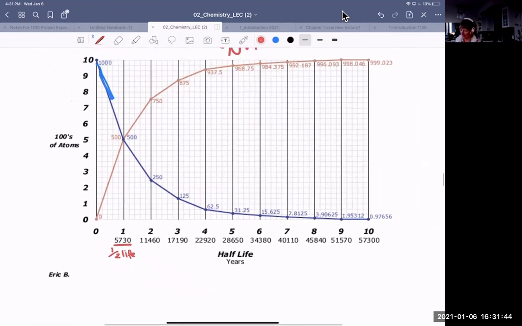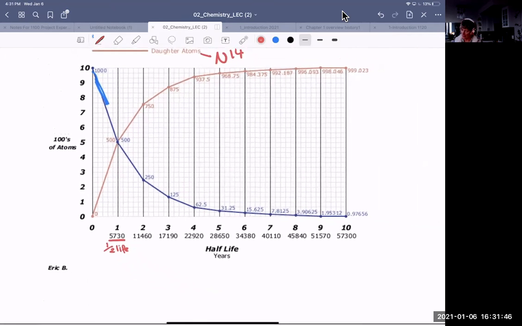So you can graph that. If you started with 1,000 of carbon, you start with 1,000, and you start with zero nitrogen. Then, after one half-life, you'll have 500 atoms of one and 500 gained of the other, of the daughter molecule.